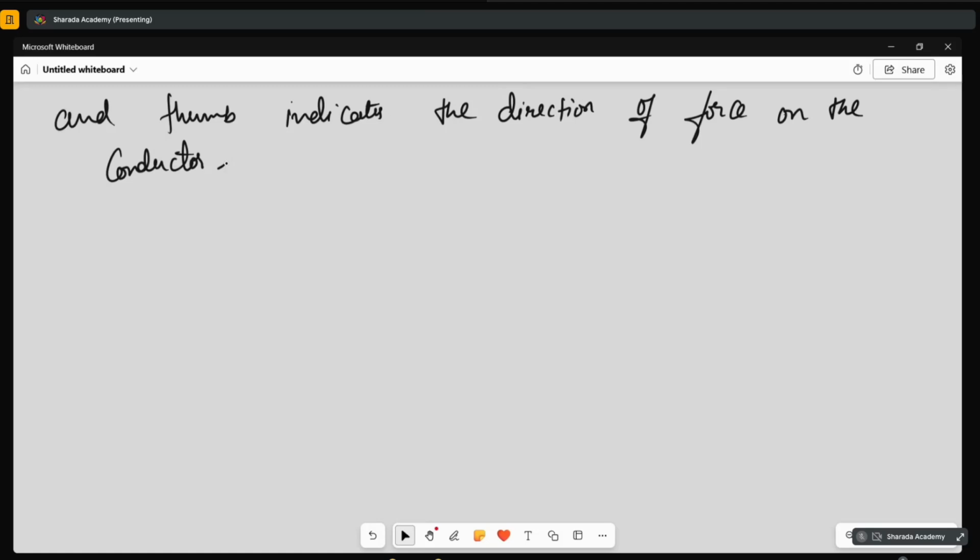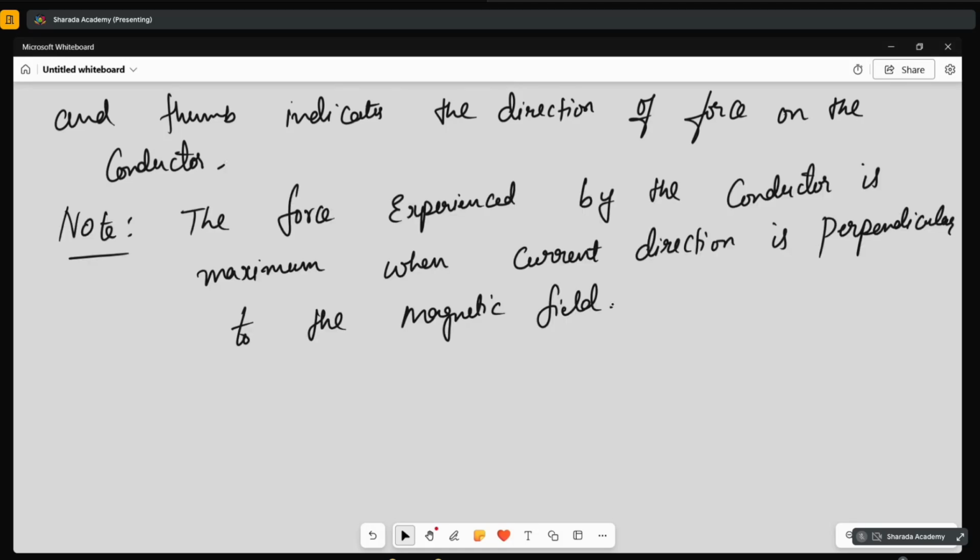Okay, so where do we use this? This phenomenon, where will we use it? It's not perfect.